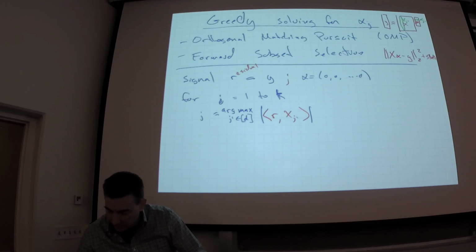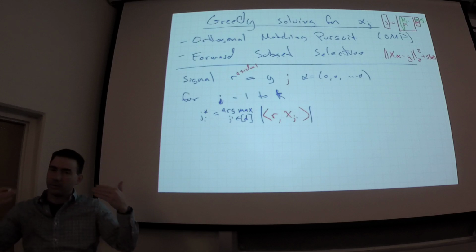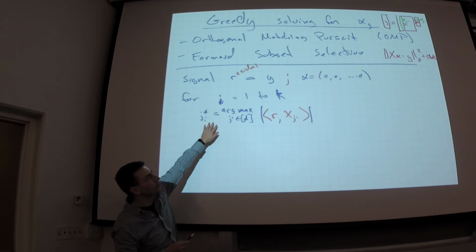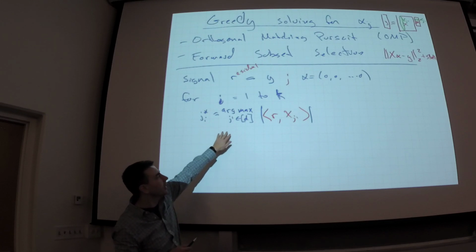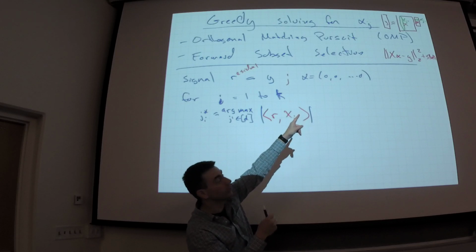Maybe that's why I do an i here. So let's call this j star or ji. It's the coordinate I pick on the ith step. This will be my choice of which coordinate is going to be the most interesting, basically if it's correlated with the residual.